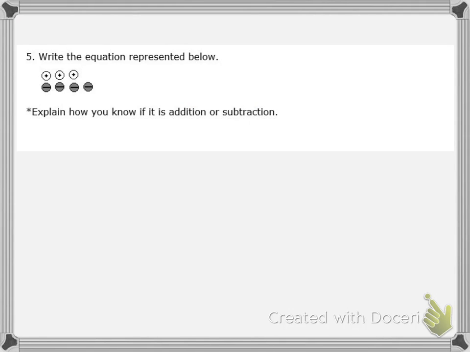Alright, number 5 says write the equation represented below, and then explain how you know if it's addition or subtraction. So when we see these integer models, first we want to look to see if anything is being taken away. And so if you look at this one here, nothing's being taken away, so I know it's got to be addition. Alright, so first we want to start with our first group, which is +3.